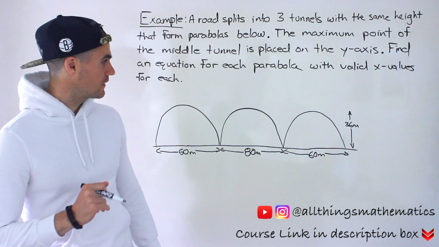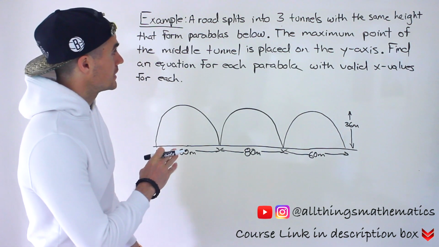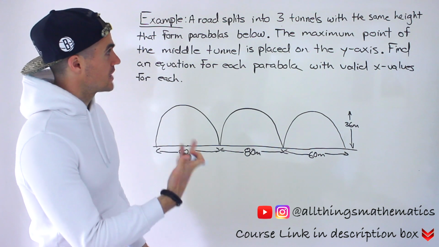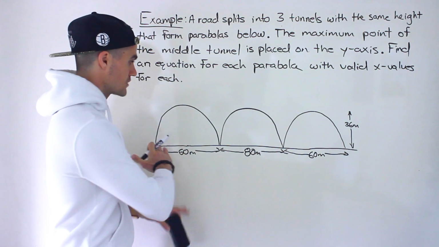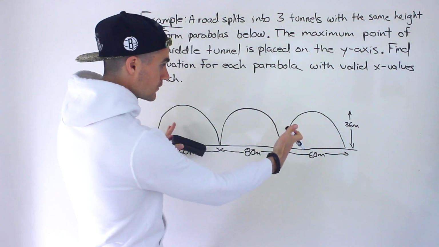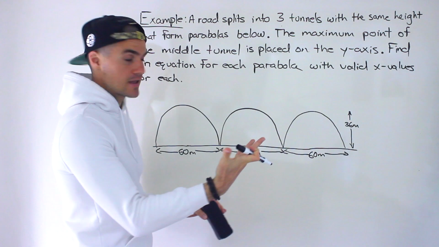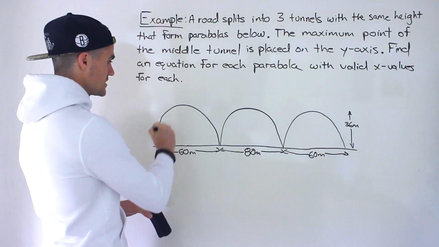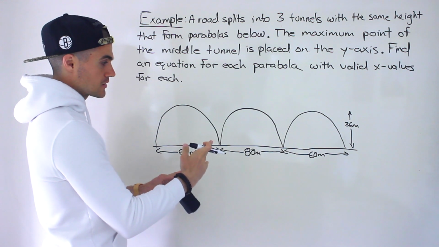This one's going to be fairly tricky. So we're told that a road splits into three tunnels that have the same height that form the parabolas below. So we have this road here, let's say you're driving down the road, and then there's one of three tunnels that you can go in, right? And each of these tunnels here, they form parabolas, and notice we're given some characteristics of them.